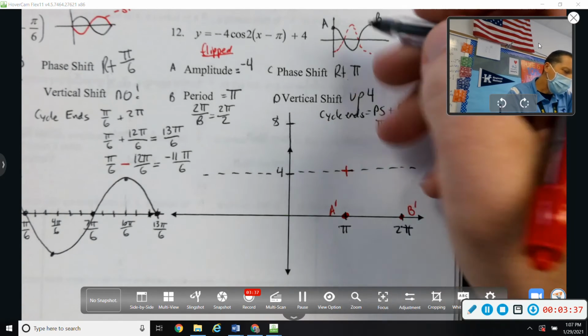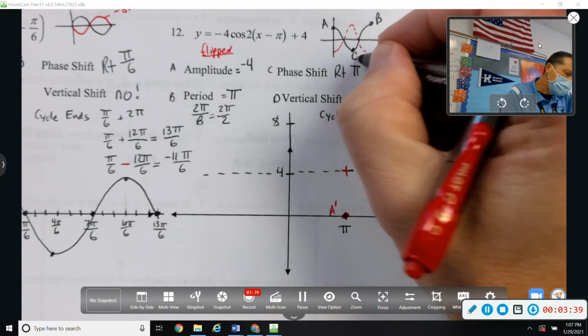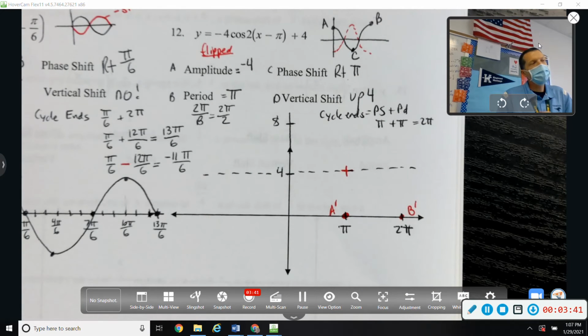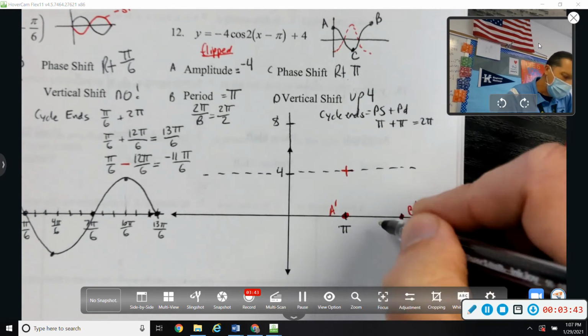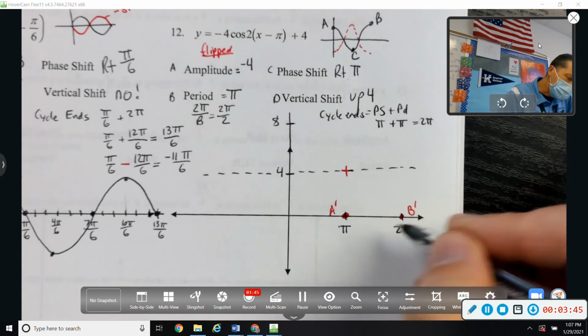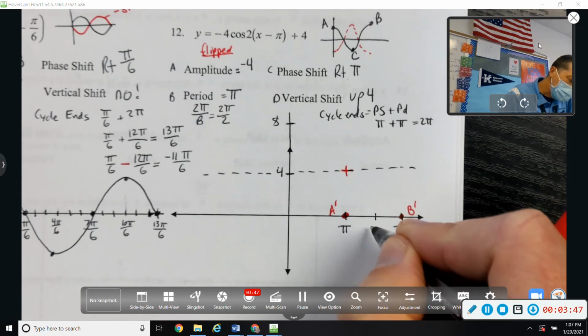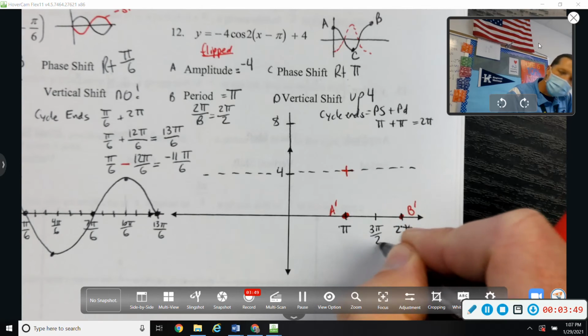Halfway in between, it's normally at a min, but we flipped it, so it's going to be at a max. So halfway in between A and B, that would be 3 pi over 2.